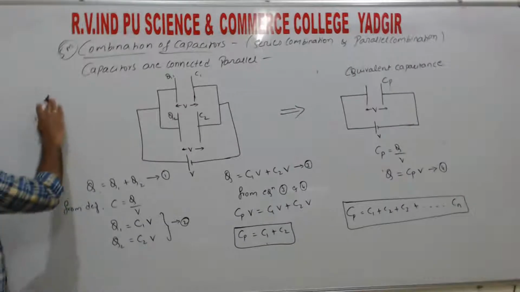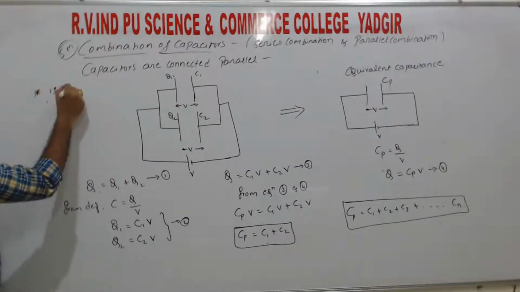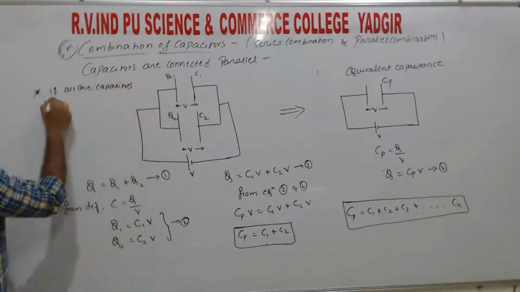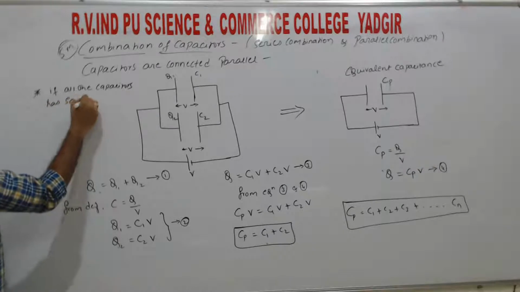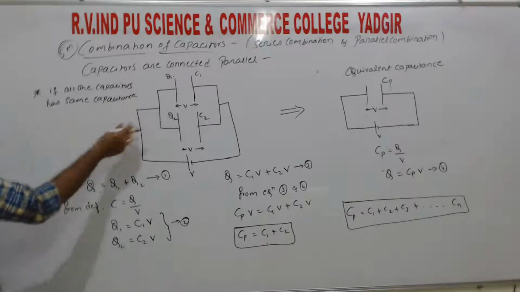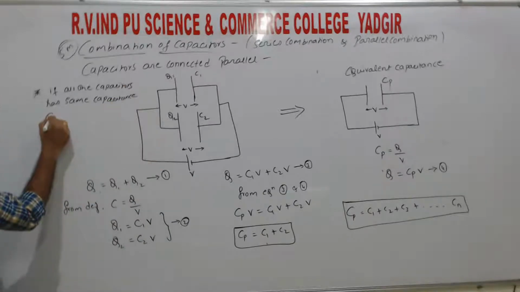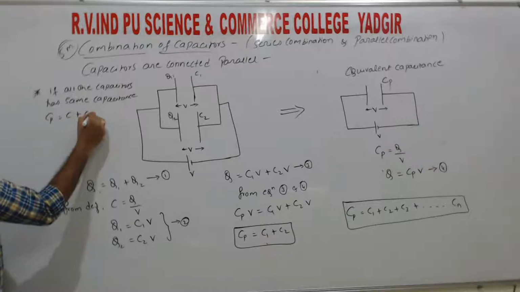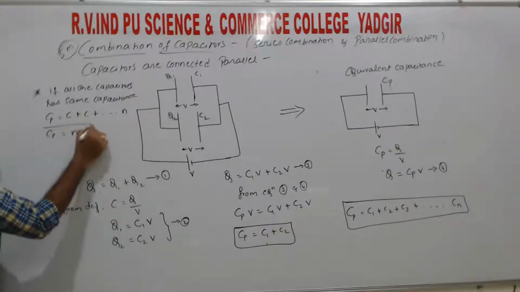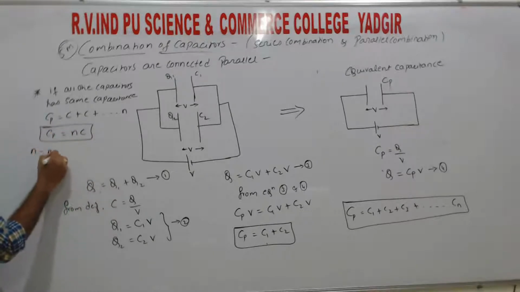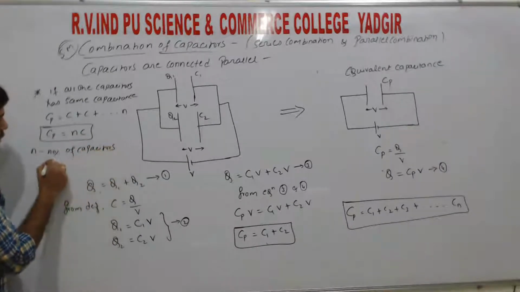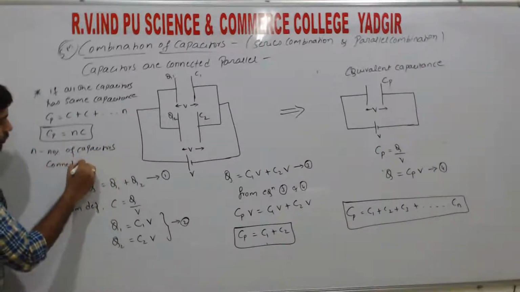Now if all the capacitors have the same capacitance, Cp is equal to C plus C and so on up to n terms. So Cp we can write as n into C, where n is the number of capacitors connected in parallel.